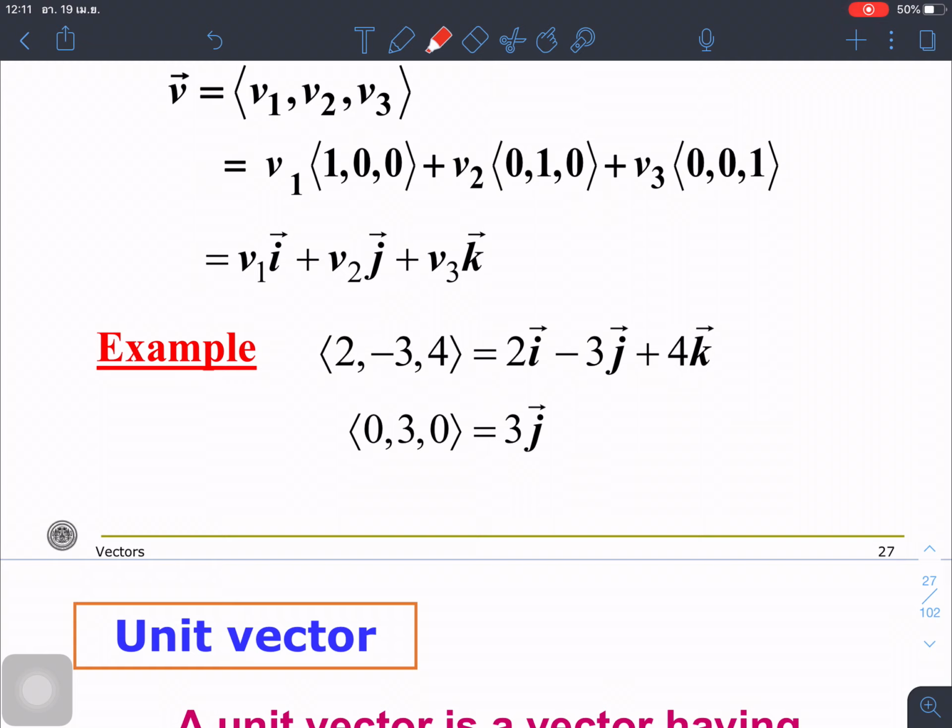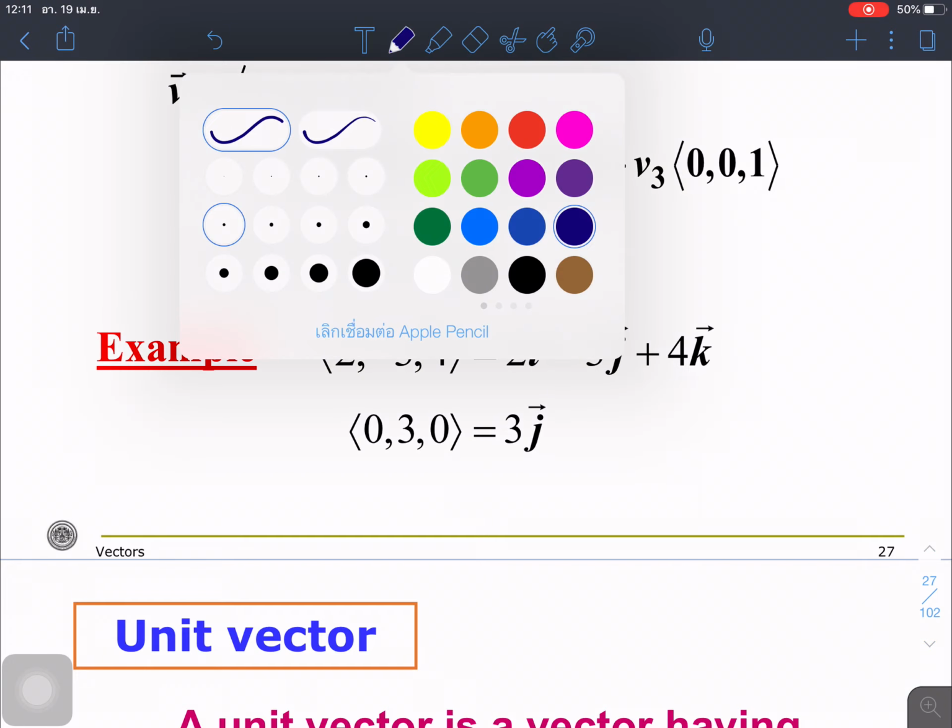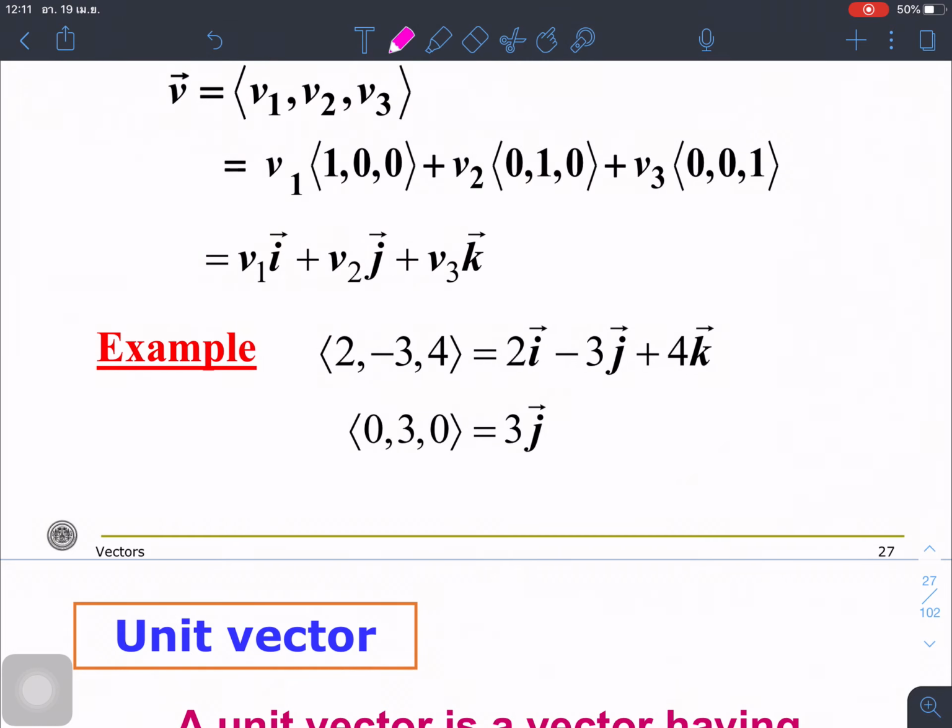And another example, vector (0, 3, 0), you have 3j, right? Well, if you want to see why i and k disappear, well, they don't disappear, but you can write it as 0 times i plus 3j plus 0 times k. Okay, but 0 times a vector is just the zero vector, right? That's the reason why you don't have to write them, and you just leave 3j only.